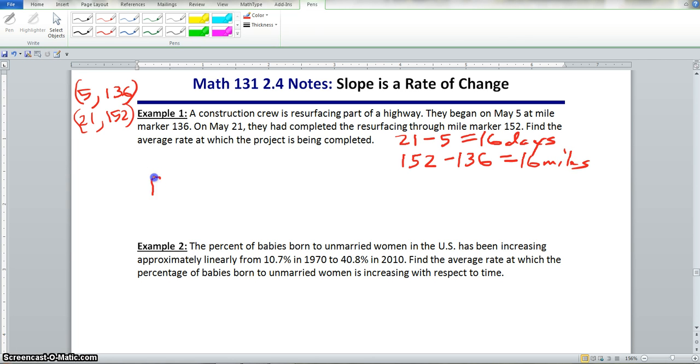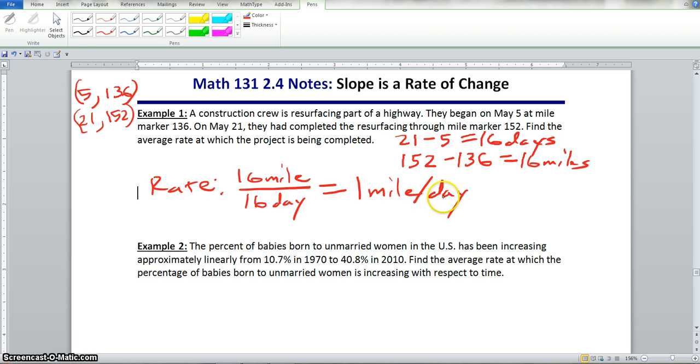So now we will write this as a rate. We will have our miles on top, which would be 16 miles. And on the bottom, we will have how many days it took, which is 16 days. Now, this goes back to the independent and dependent variable. We know the days are independent of the miles. So the days are the independent and the miles are the dependent. So 16 divided by 16 is equal to 1 mile per 1 day. So it's 1 mile per day. And that is the final answer. That is the rate they're going, 1 mile per day.